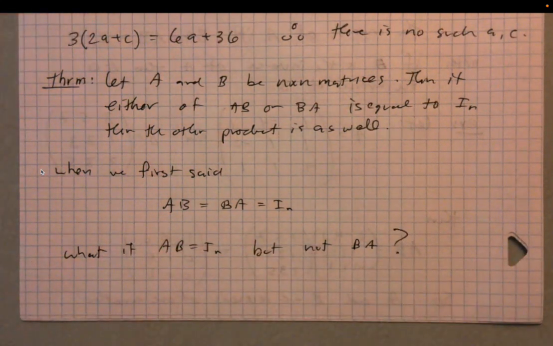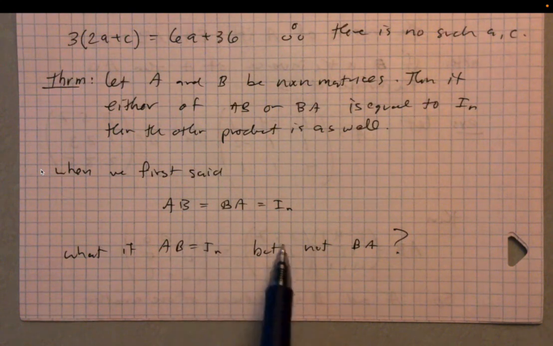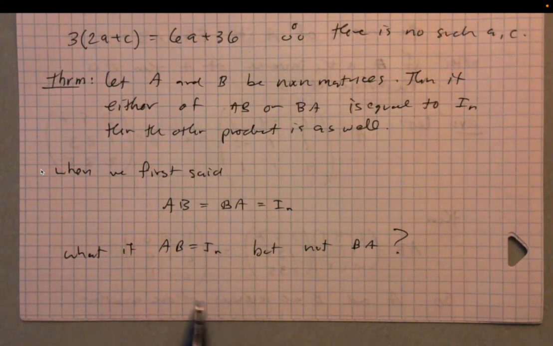You may have thought to yourself this question, which would be a very pertinent question. So what if just one ordering produces the identity, but the other ordering does not? Would B still be the inverse of A if just one of them is true but not the other one? Well, this theorem is directly addressing that. It's saying, look, if either of them is equal to the identity, then the other must be.